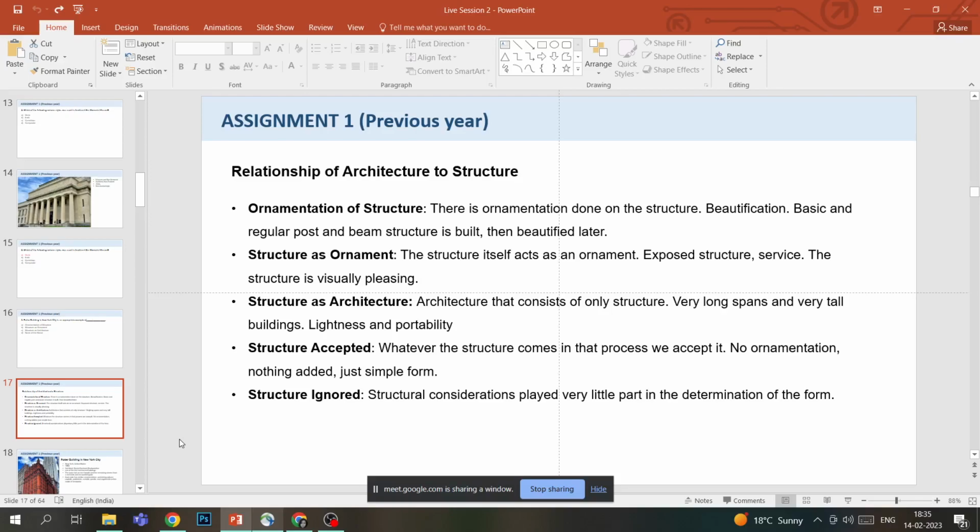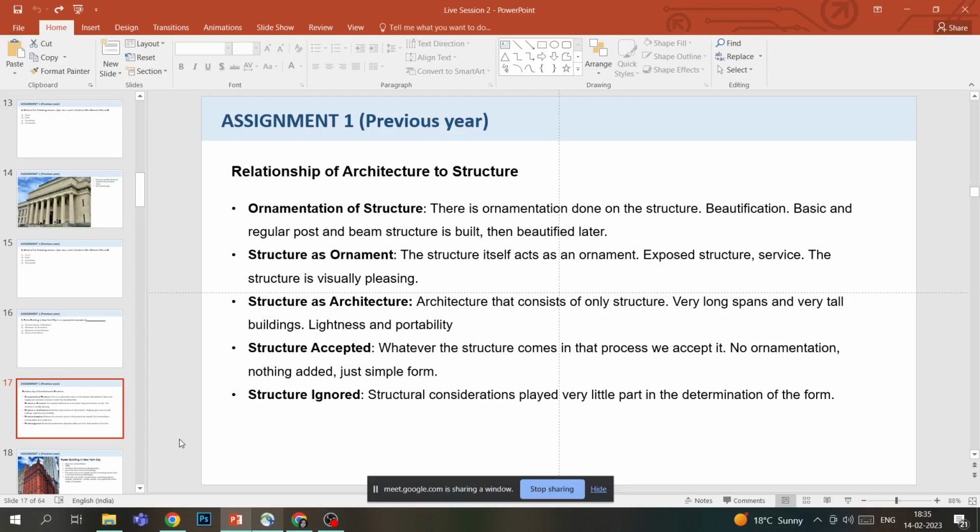So in this part where we talk about structure as ornament, how is it different from ornamentation of structure? Ornamentation of structure basically means that the structure is there, which is a basic column and beam thing, and then ornamentation was done over it. While the second type, structure as ornament, means that the structure itself is acting as an ornament.